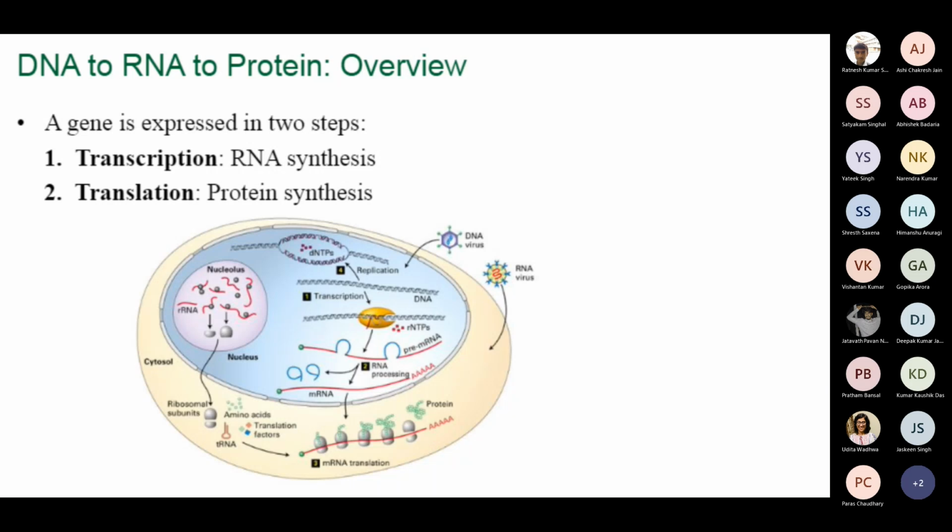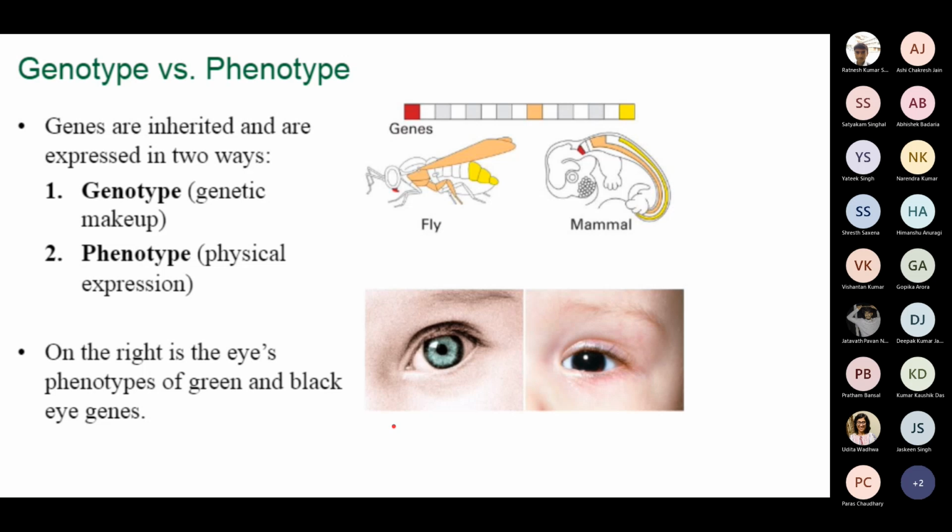So the process of transcription in the context of eukaryotic cells is basically RNA synthesis. In eukaryotic cells, that's happening inside the nucleus. And the process of translation, that is protein synthesis, is happening in the cytoplasm. In the case of bacteria, or prokaryotes, this happens all over the cell.